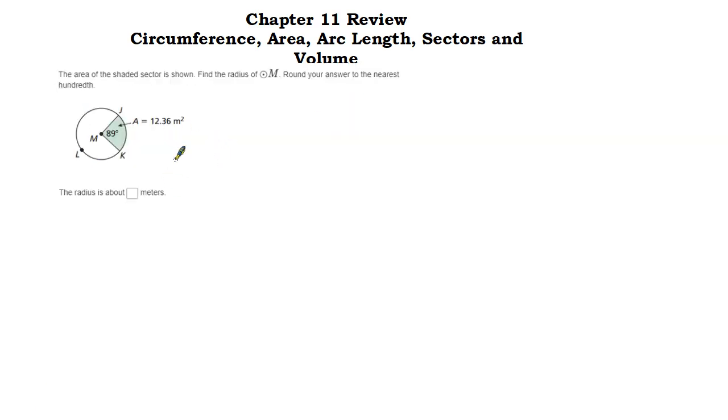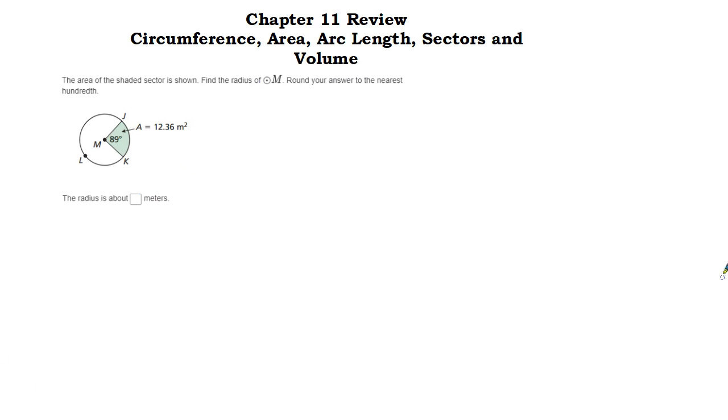Okay, this is my last review example for circumference, area, arc length, and sectors. So let's go ahead and take a look at what's going on here. In this problem it says the area of the shaded sector is shown. Find the radius. So let's see what we can do.